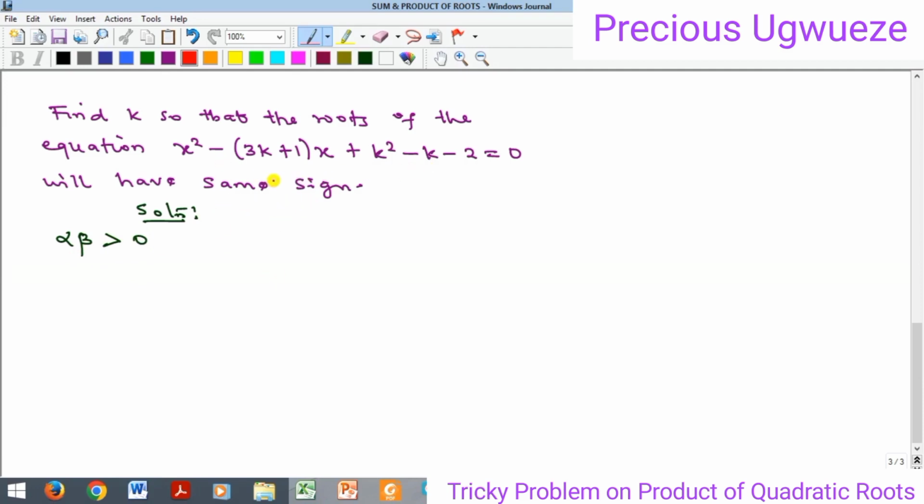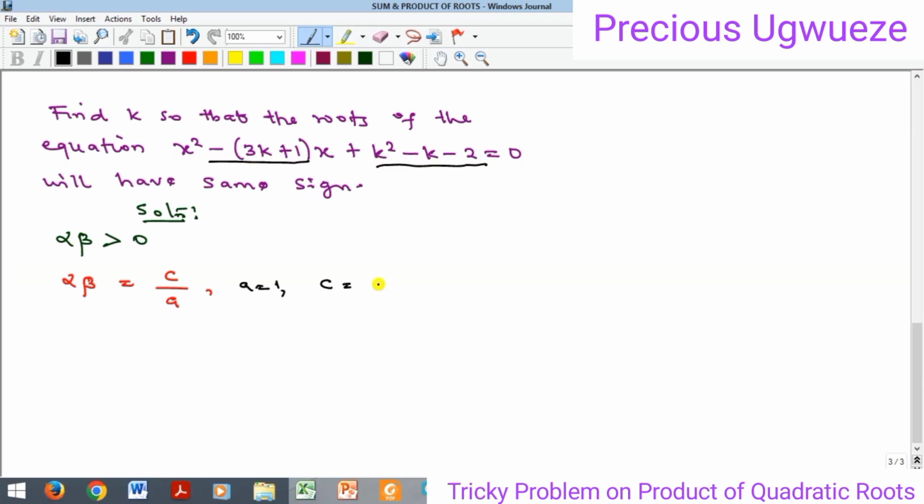You remember that we said that the product of the roots of any equation, alpha beta, is equal to c all over a. All right, and then from this equation, our a is simply equal to 1, and our c is this particular term here. So the whole of this is our c, our a is 1, and our b is the whole of this, that's negative 3k plus 1.